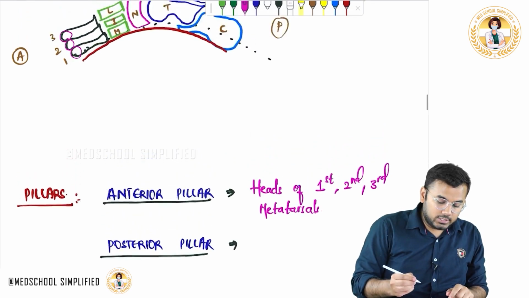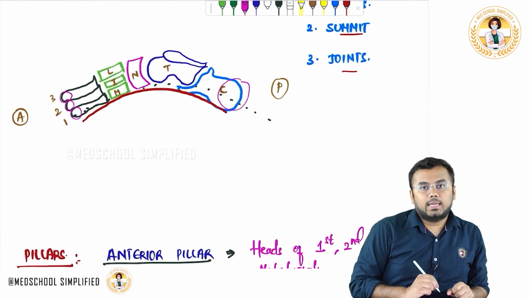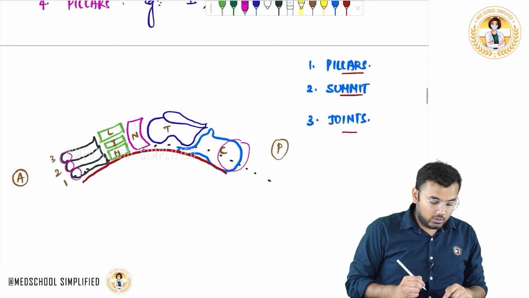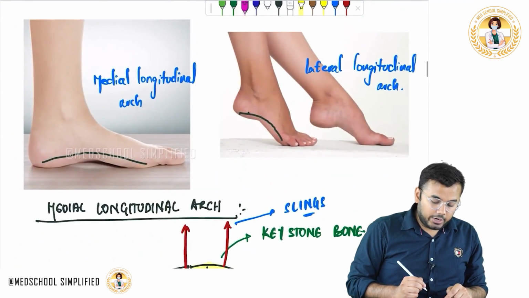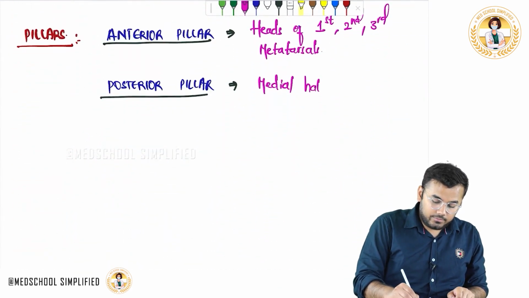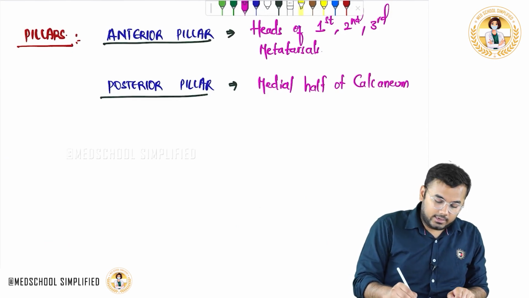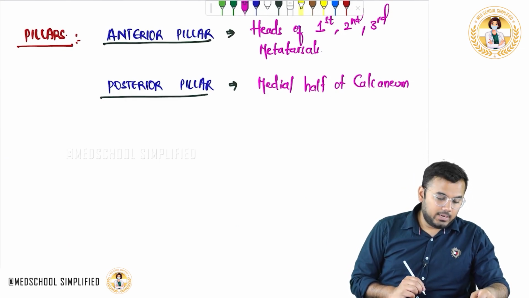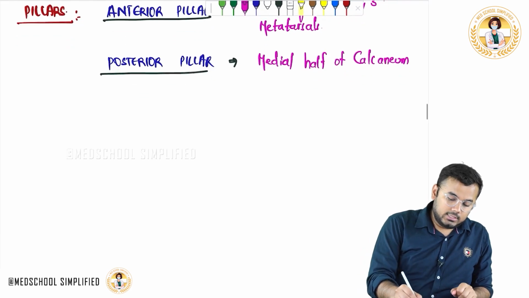Now what is the posterior pillar formed by? All of you know, posteriorly we have got a bone called the calcaneum. Exactly speaking, the medial half. Why are we saying medial half? Because we are discussing the medial longitudinal arch. So we have to write it as the medial half of calcaneum. This forms the posterior pillar. Once the pillars are discussed, now we shall discuss the summit.